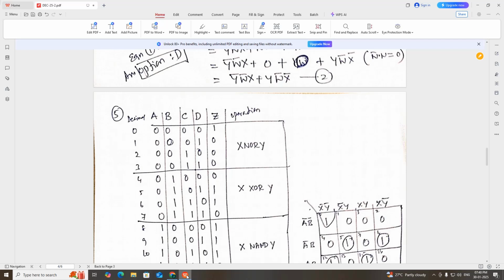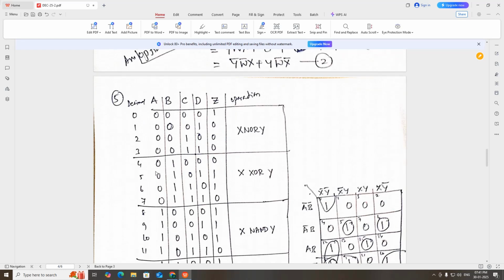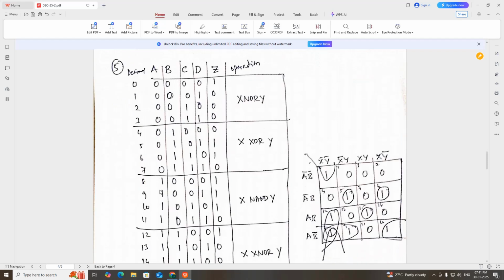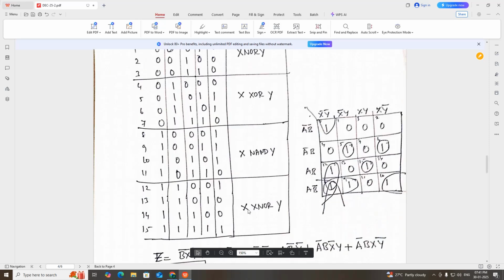Here all are zeros. Look at the AB variables: 0, 0, 0, 0, 0, 0, 0. So that is nothing but NOR operation. If you look at the next 4, 0, 1, 0, 1, 0, 1, 0, 1 is XOR operation, and the next 4, 1, 0, 1, 0, 1, 0, 1, 0 is NAND operation, and then 1, 1, 1, 1, 1, 1, 1, 1. The last 4 combinations are XNOR operations.